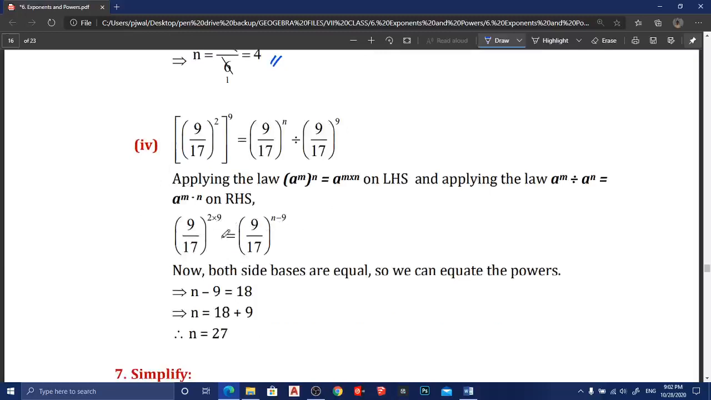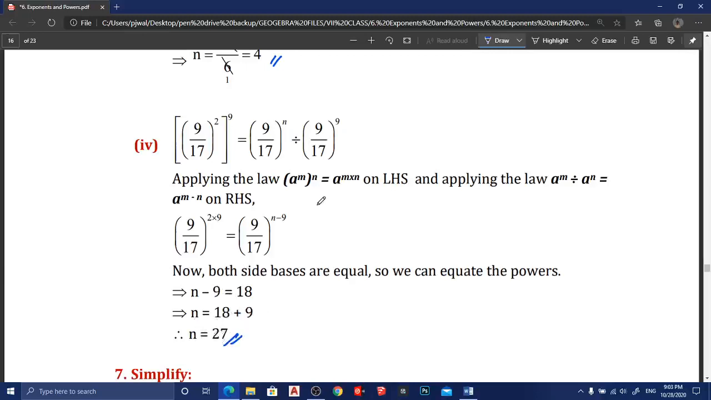Now again observe here, both the bases are equal. You can equate the powers. So omit the bases and take only the powers. n minus 9 take in the left side and 18 take in the right side. So n minus 9 is equal to 18. So n is equal to, send this minus 9 to the right side to become plus 9. So n is equal to 27.